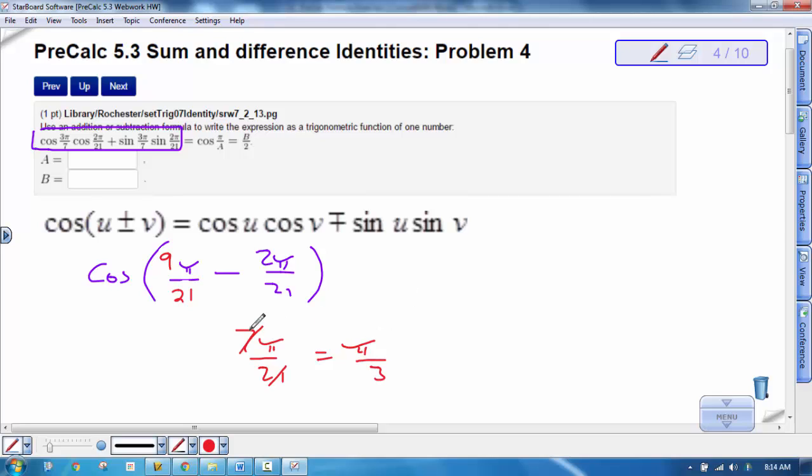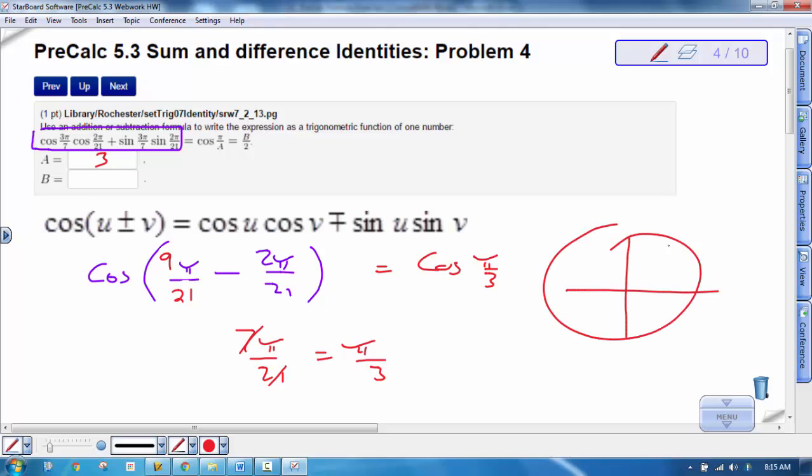So this is really cosine of pi over 3, if you use the formula, and that's what they want here, so a is 3. And then that unit circle is 60 degrees, and we know that the cosine of that value is 1/2. So also they want b here, which is 1 over 2, so b is 1.